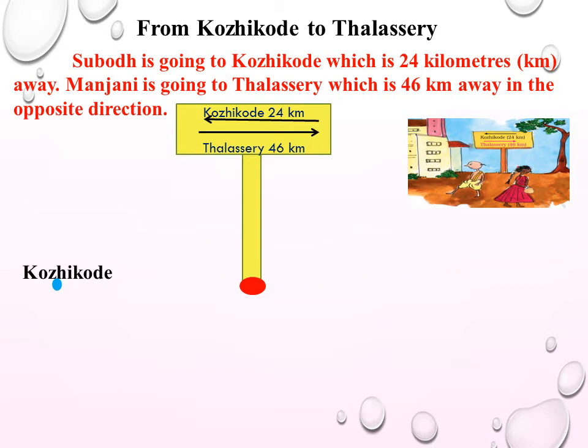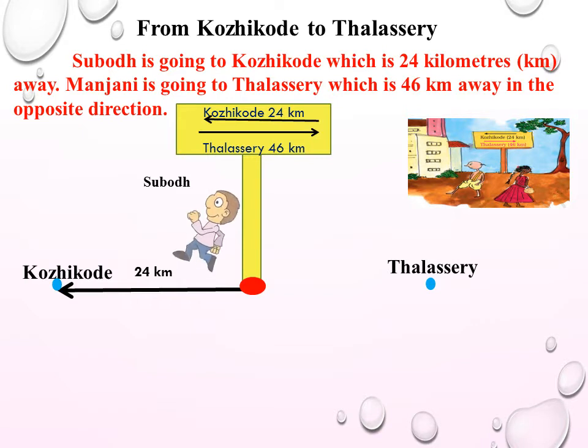Kozhikode is here, Talsari is here. Subodh is going to Kozhikode, which is 24 kilometers away. So from this point he is going to Kozhikode. Kozhikode is 24 kilometers distance from this point.